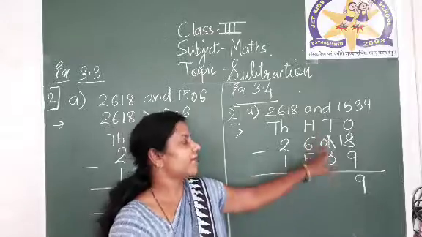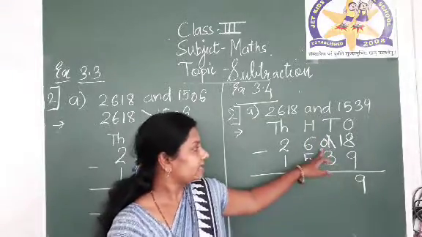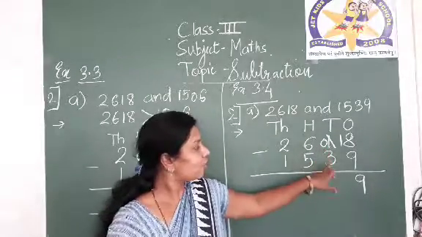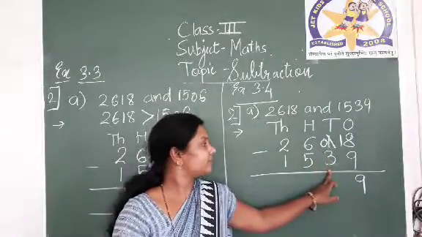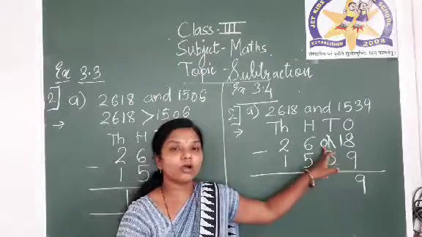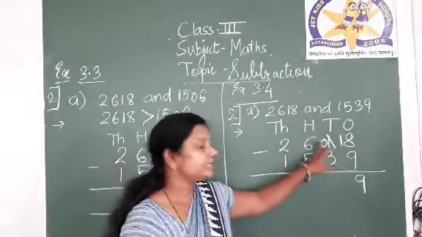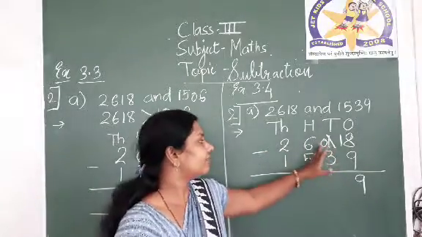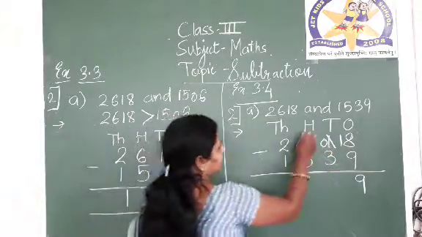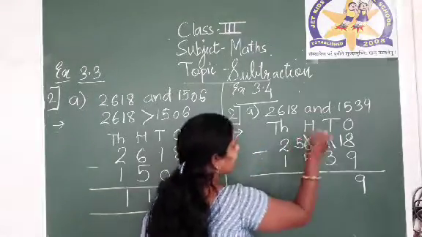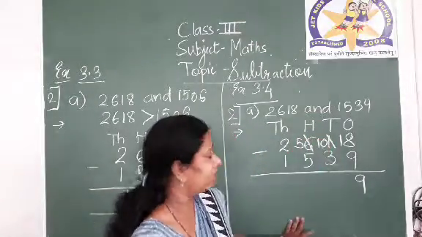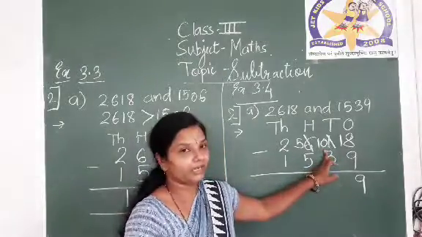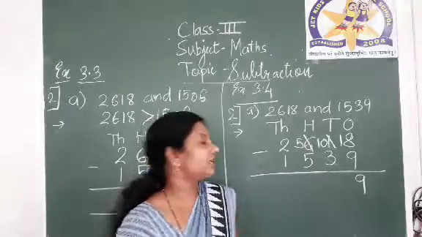Now subtract the tens. As we have borrowed from the tens, here it became 0. 0 minus 3. Is it possible to subtract 3 from 0? No, because 0 means nothing. I cannot subtract 3 from 0. So what will I do? I will borrow from 100. So here it becomes 5. Here it becomes 10. Now 10 is greater than 3. So I can subtract 3 from 10. So 10 minus 3.